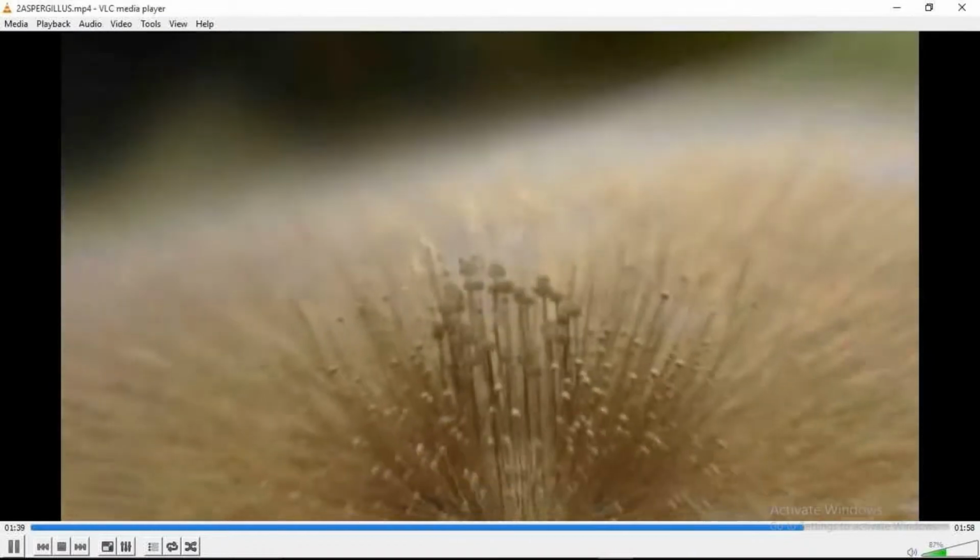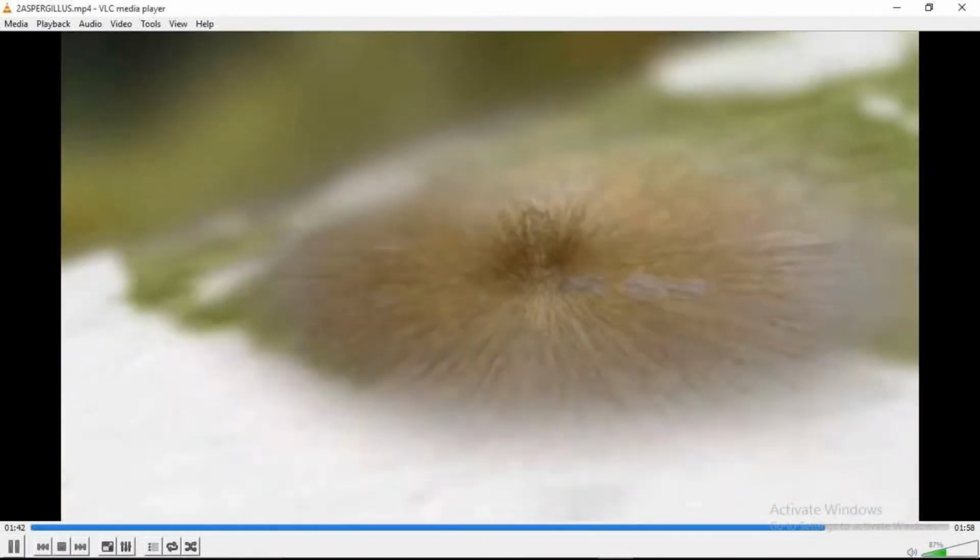So this is a three-dimensional recreation of how the conidia will be growing on the surface.